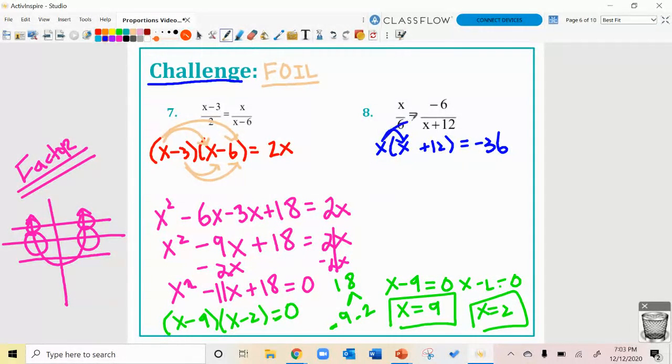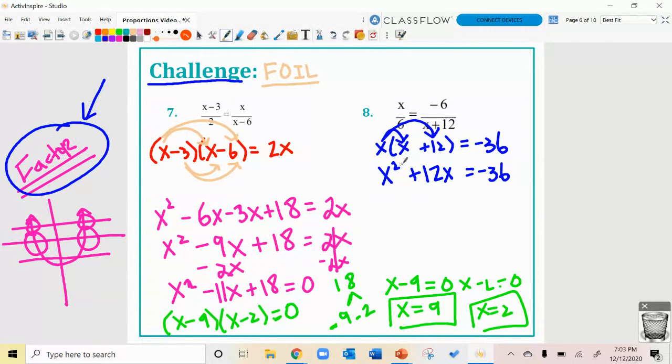I'm going to go ahead and distribute this. I don't have to doubly distribute, I only have one thing. So x squared, okay, so I've still got a squared, plus 12x equals -36. Okay, so I see an x squared and an x term. My mind automatically should go back here to factor.